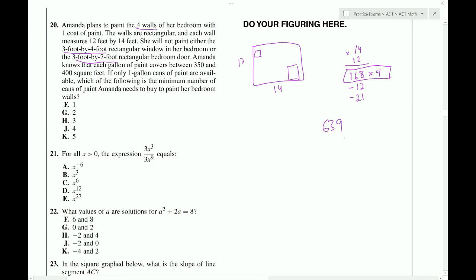Now the question is, how many cans of paint does she need to buy? It looks like she's going to need to buy 2 gallons of paint, because at the minimum they will do 350 square feet a can. So if I have 2 cans, that would double that, which would be 700 square feet. And that would be enough to do the 639 square feet that she needs doing.